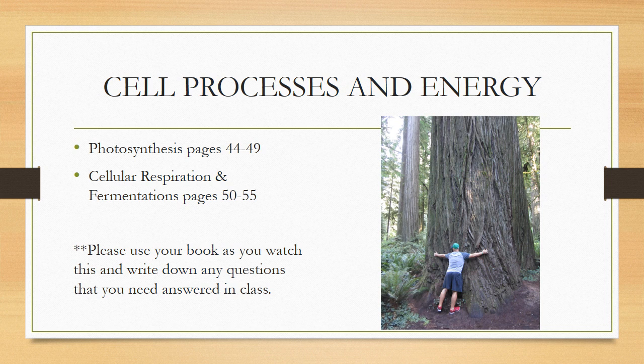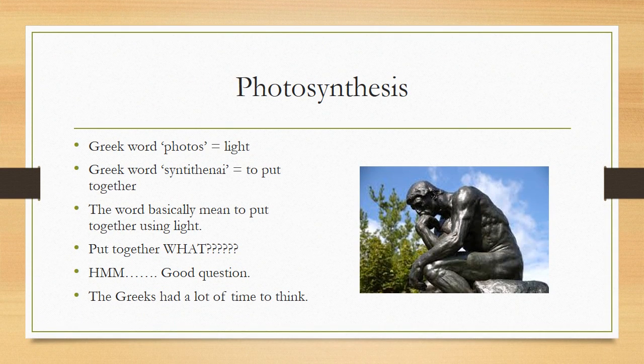So we will talk cell processes and energy. First cell process is photosynthesis. As we know, photosynthesis happens all the time. You've heard it a lot of times before, and it only happens in plants and some weird bacteria. So animals cannot do photosynthesis. It happens in plants and weird bacteria.